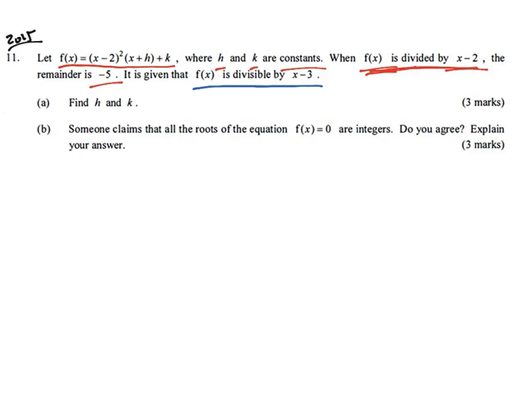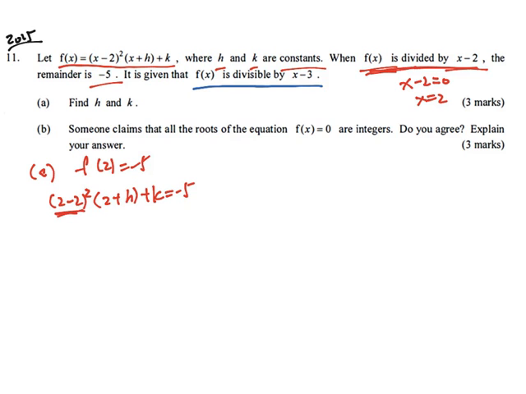When f(x) is divided by x minus 2, we put x minus 2 equals 0, so x is 2 into the polynomial. That means f(2) is equal to -5. So it becomes (2 minus 2) squared times (2 plus h) plus k equals -5. You see, this 2 minus 2 is 0, so this part is also 0. 0 times everything is 0. So k is equal to -5.